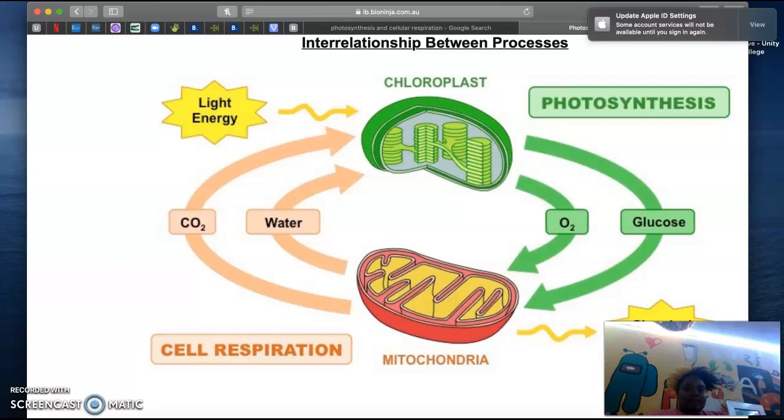In this image here, it shows the interrelationship between processes. So it shows cellular respiration and photosynthesis. It shows how photosynthesis puts in the chemical energy of oxygen and glucose, while cellular respiration uses carbon dioxide and water to then go in a process to use the light energy for the photosynthesis, and then it creates chemical energy from cellular respiration.